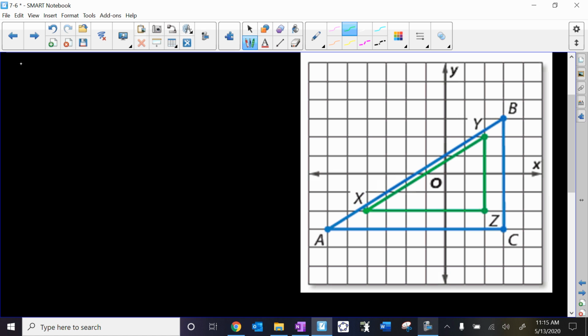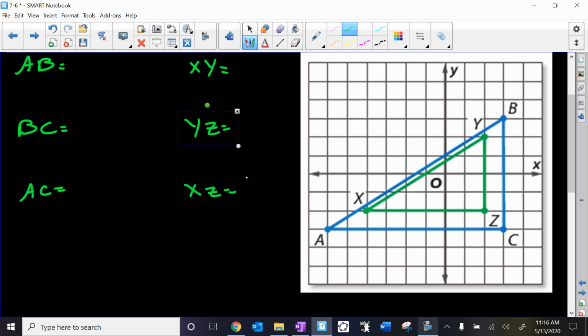So we need to find the side lengths for AB, BC, and AC. And we're going to try and match up its corresponding side lengths. So if I said AB first, XY would have to go with AB, so I'm going to put XY over here. BC would be YZ. And then finally AC would be XZ down here at the bottom.